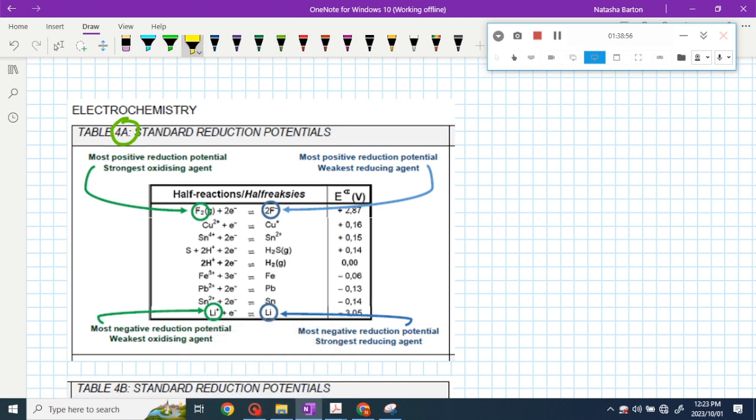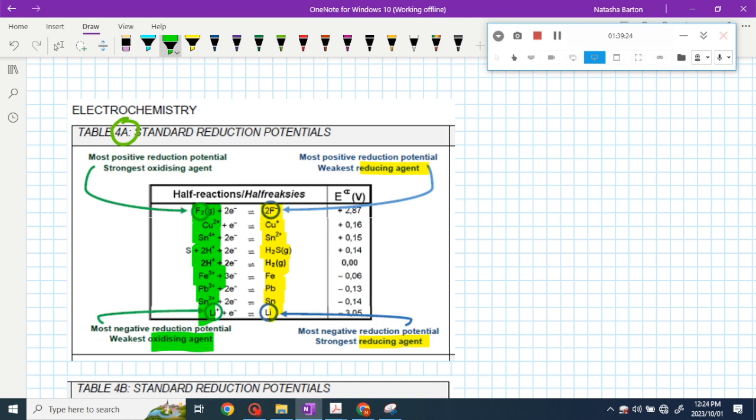Guys, in both tables, we have our reducing agents on the right-hand side. We compare reducing agents with other reducing agents. We have our oxidizing agents on the left-hand side, and we compare oxidizing agents with oxidizing agents. You cannot compare things on the left with things on the right.